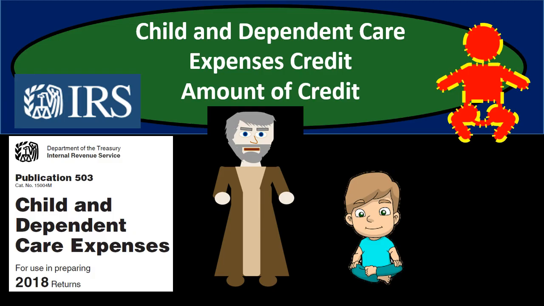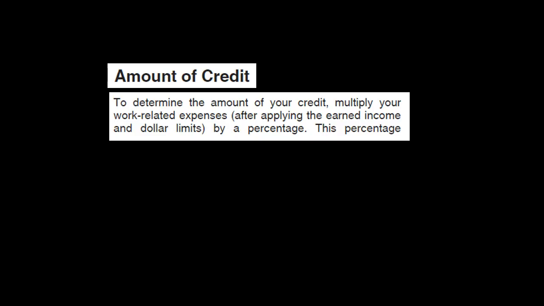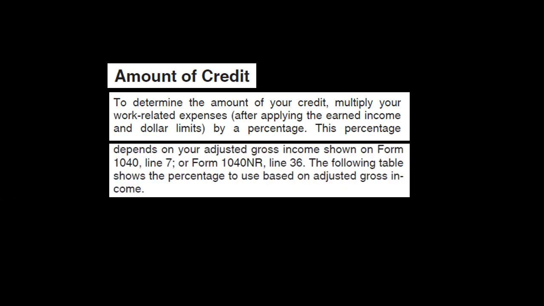In this presentation, we will discuss the amount of the Child and Dependent Care Expenses Credit. This information can be found in Publication 503. Amount of credit. To determine the amount of your credit, multiply your work-related expenses after applying the earned income and dollar limits by a percentage. This percentage depends on your adjusted gross income shown on Form 1040, line 7, or 1040-NR, line 36. The following table shows the percentage to use based on adjusted gross income.